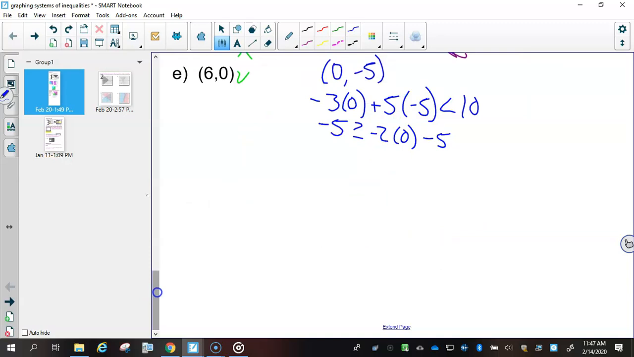Test this. Does this work for both? So I see a lot of eyes just staring at the board, which is fine if you're processing, but you should also be writing. Is this true for both?